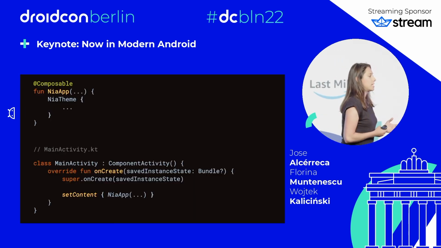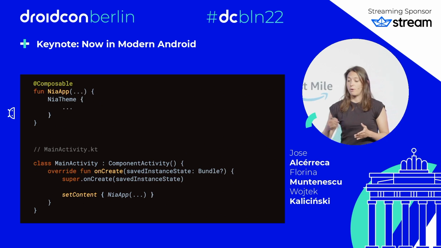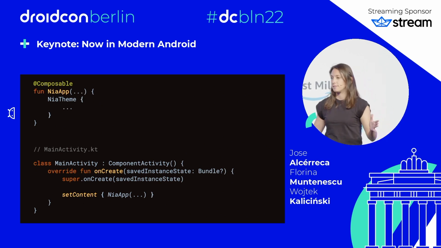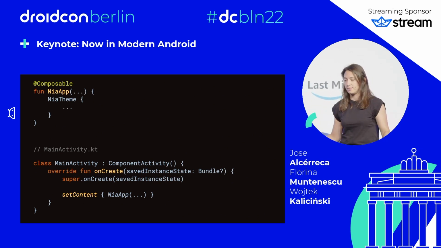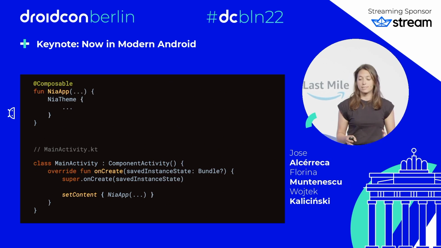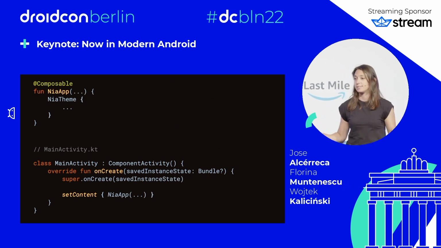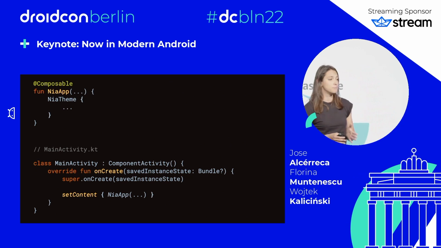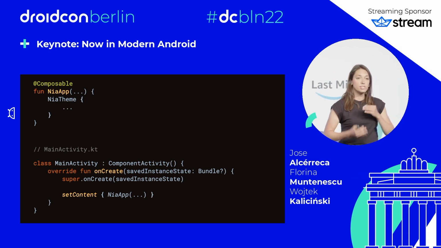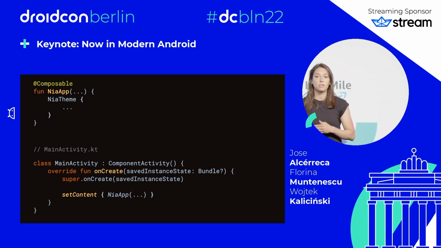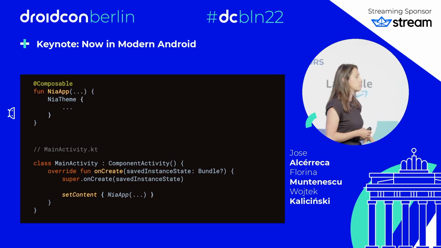So this means that with Now in Android, for example, we have a main activity. It's actually its only activity. And what we do here is just call NowInAndroidApp, which is the root composable. And that's it. That's the only thing we do in the main activity. So all of the other composables can be reused and are separate from this.